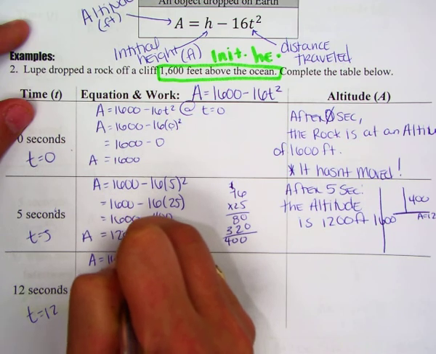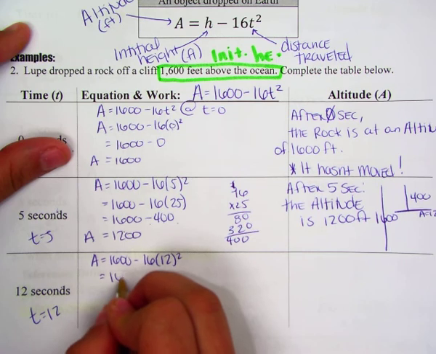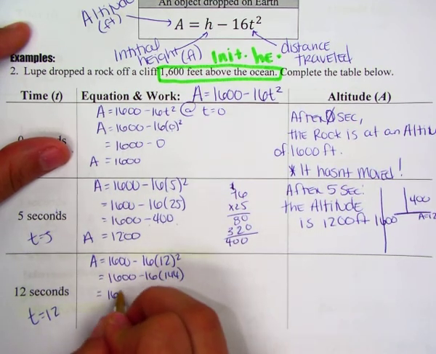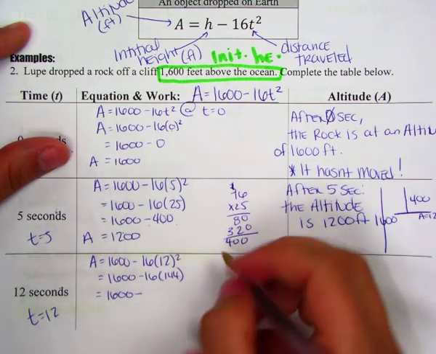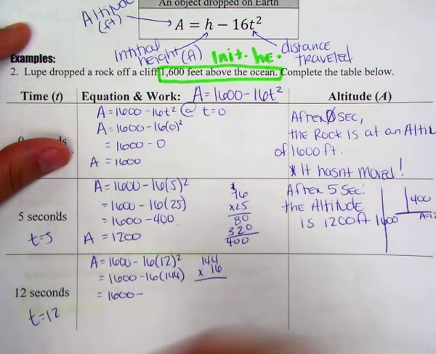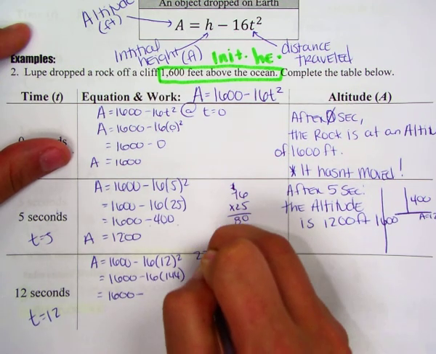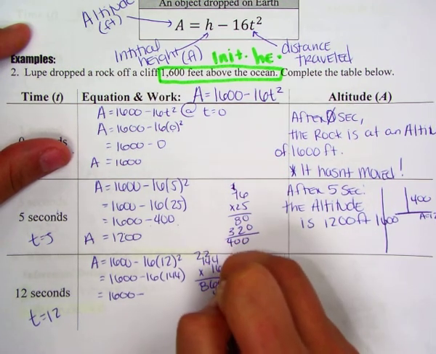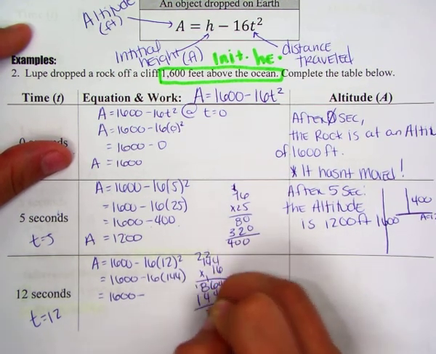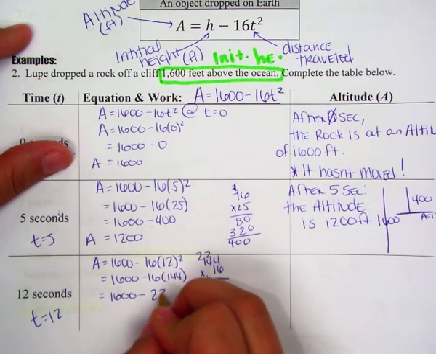Altitude equals 1,600 minus 16 times 12 squared. So that's 1,600 minus 16 times 144. So I'm going to go to the side and do 144 times 16. That's 2,304.